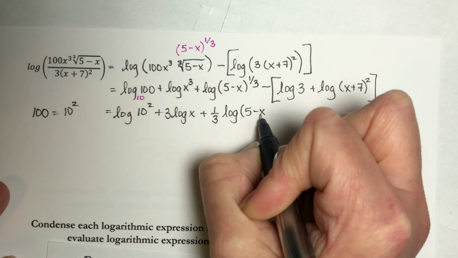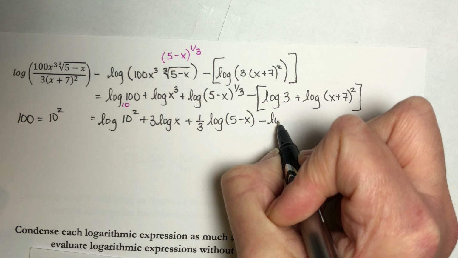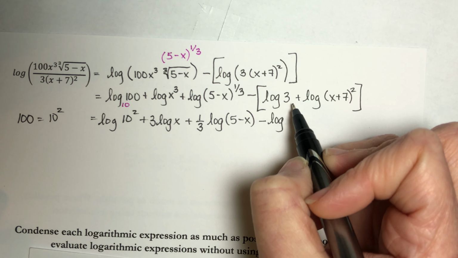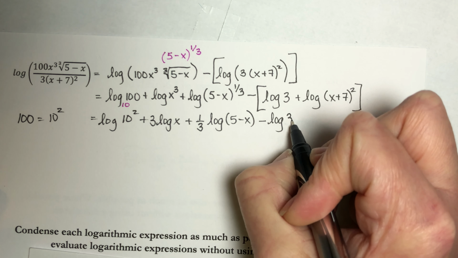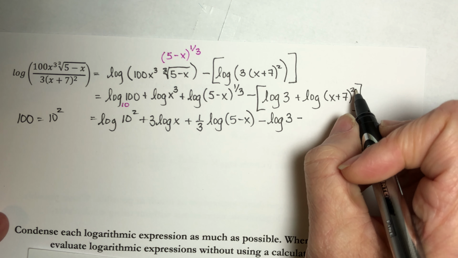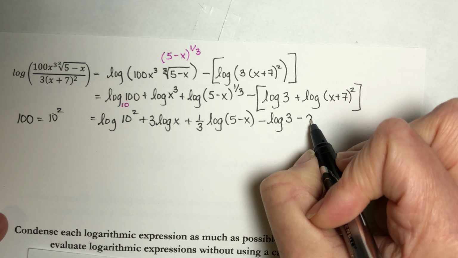Okay, now I'm going to distribute my minus sign in here. This is minus log, well, this is base 10, but 3 can never be written as 10 to a power. So this is just going to say log 3. There's not much I can do with that. Minus, that's a minus from this distribution, and I'm going to take this 2 and move it in the front.